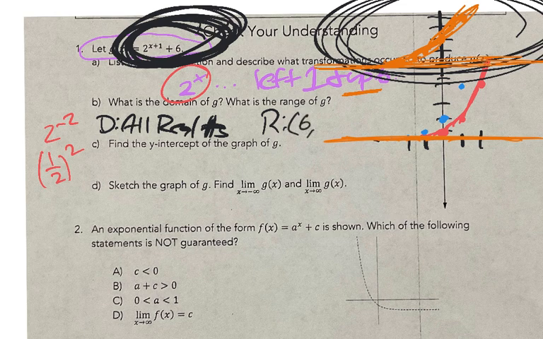Does it actually ever touch 6? No. Does this say R? It says R, colon, parenthesis, 6, comma. What's the highest y value the graph takes on?